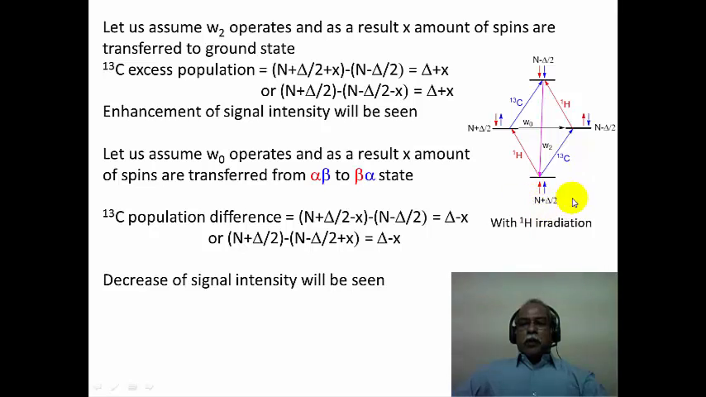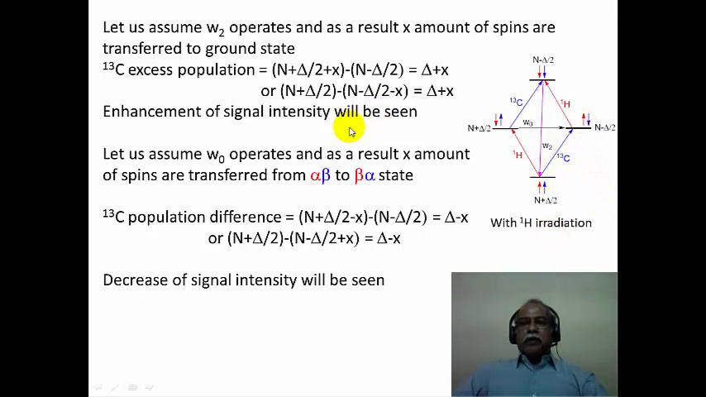So the population in the ground state will be n plus delta by 2 plus x. The population here would be n minus delta divided by 2 minus x. So that is the population now when the W2 is in operation. So let us now calculate the excess population of the carbon 13 spins between these two levels.